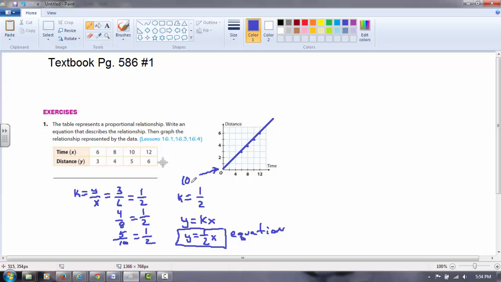And our origin is usually 0, 0. That's how we name it. And I think that's going to be about it on this one, because they asked us to write an equation. We've got that written down, and then we have our graph on there showing the relationship between the data. So we should be okay.